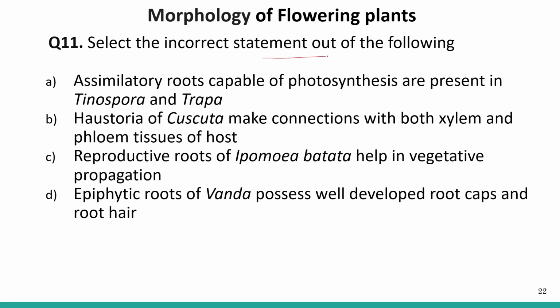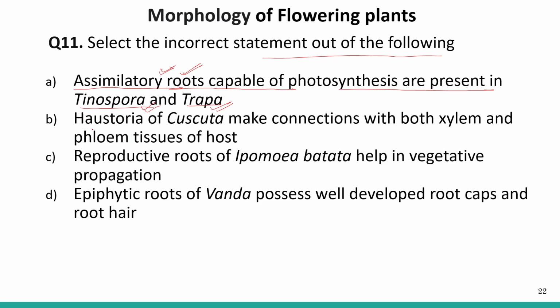Select the incorrect statement out of the following. Assimilatory roots capable of photosynthesis are present in Tinospora and Trapa. If you remember, when we discussed the root chapter, we talked about the assimilatory roots, means the roots that are capable of doing the process of photosynthesis, that are called assimilatory roots, and Tinospora and Trapa are the examples of that. So this is the correct statement.